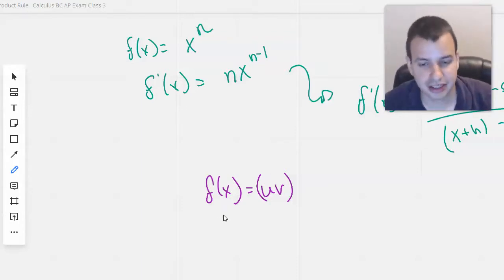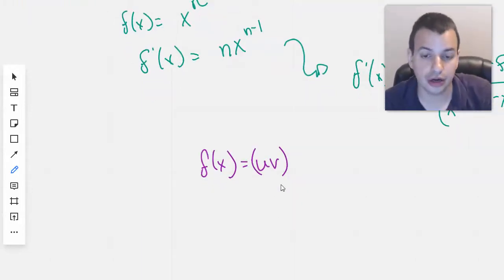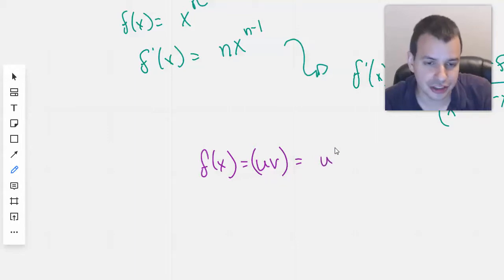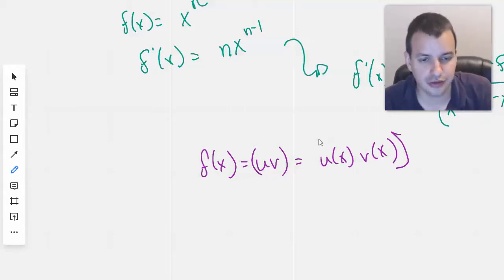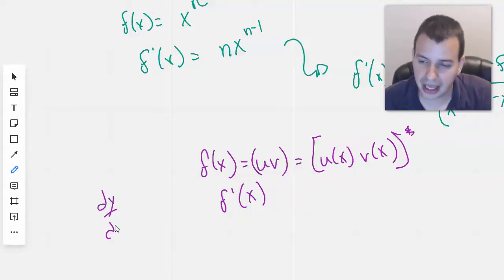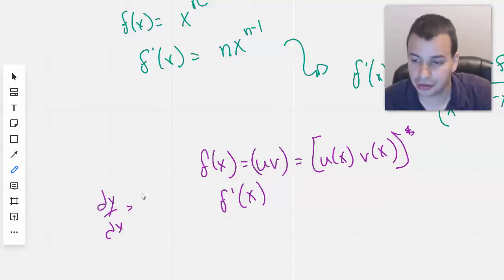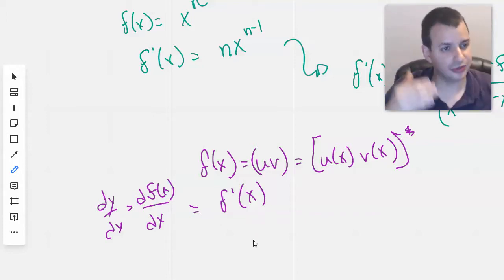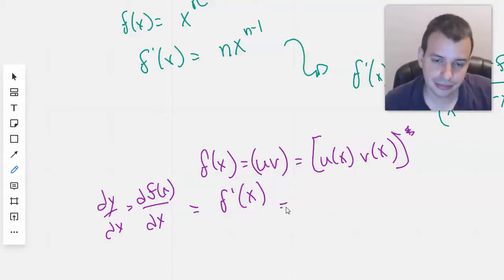So if you have f of x equals u times v, where u and v are functions of x, so u of x, v of x, and you take the derivative of this whole thing. Take the derivative, that little apostrophe there meaning the derivative. We could also write dy dx. I guess we could probably also write df of x over dx as well. All the same, just different notation for the exact same concept.